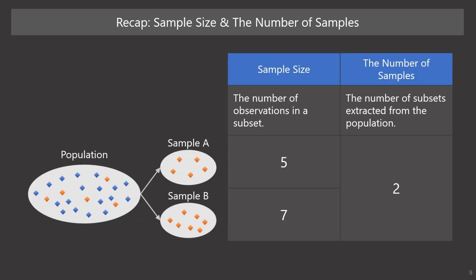Let's recap the use of the terms sample size and the number of samples. Sample size means the number of observations contained in a subset. The number of samples is the number of subsets extracted from the population. This use of terms is important to understand the central limit theorem.